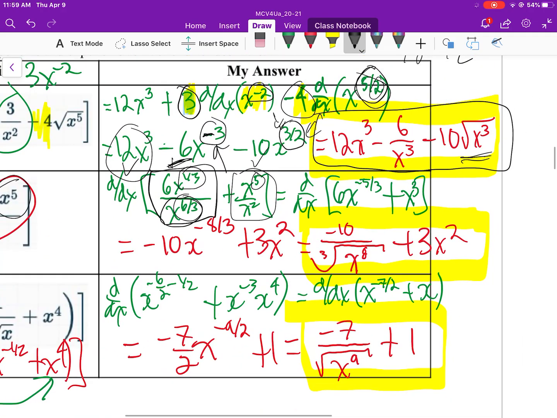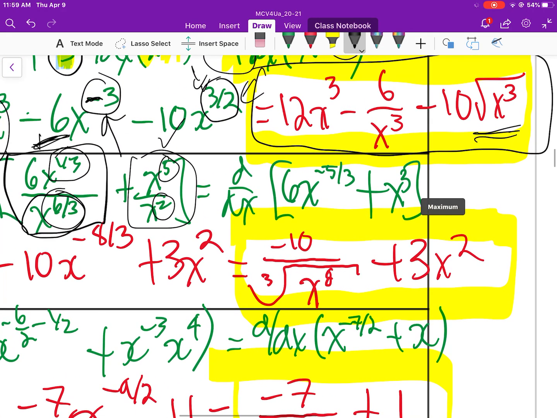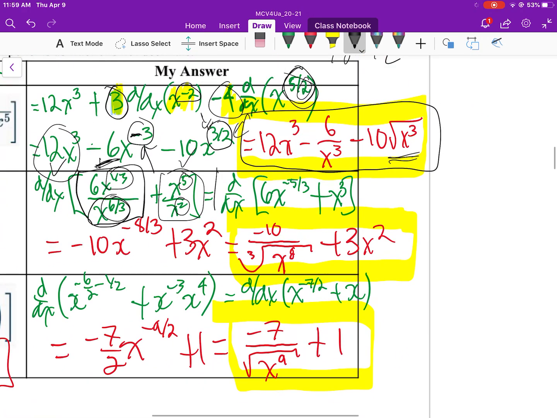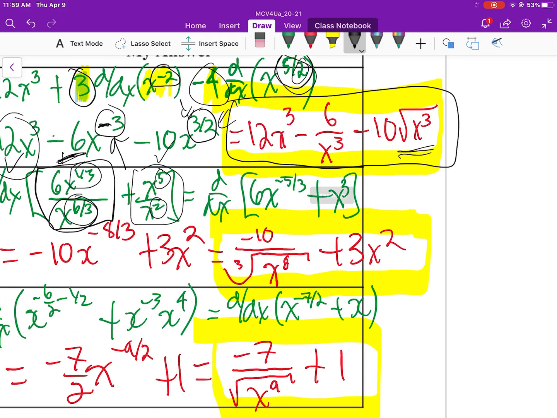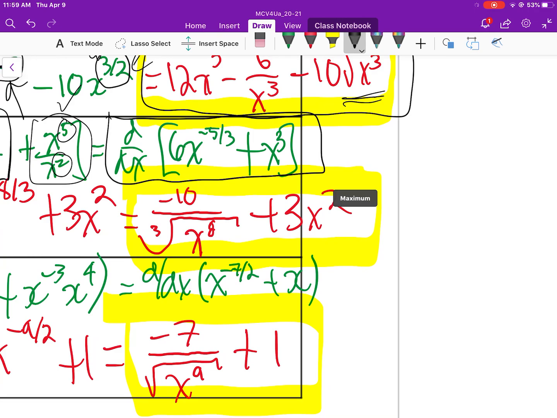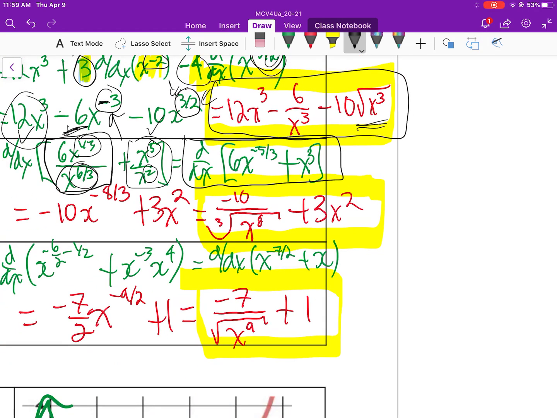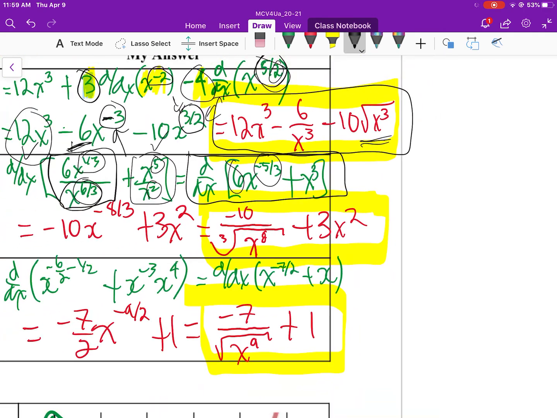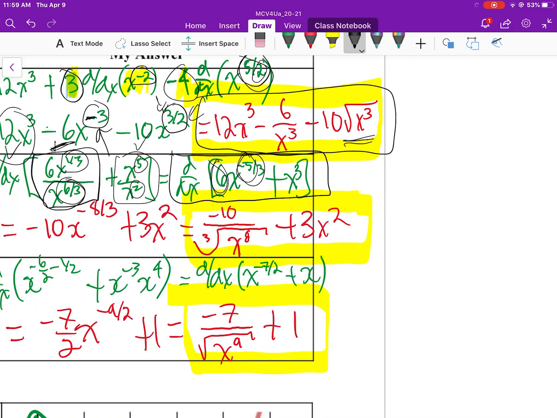And then I need to take 5 and subtract 2. And that gives me 3. 5 subtract 2 is 3. So now this right here is an original function that I can differentiate quite easily. So in terms of what we do, we always take the exponent and multiply by the coefficient. So I have negative 5/3 multiplied by 6. So negative 5 multiplied by 6 is negative 30. Negative 30 divided by 3 is negative 10.